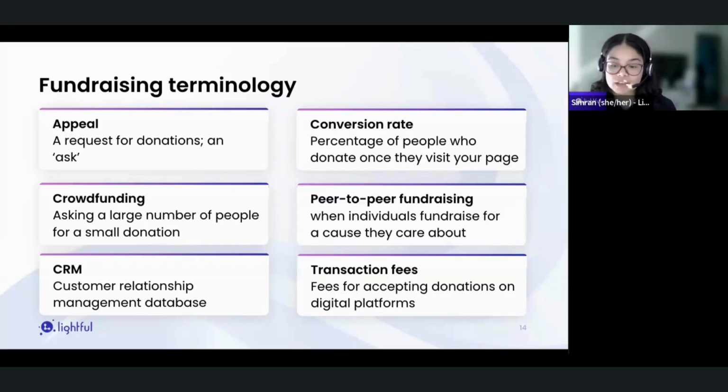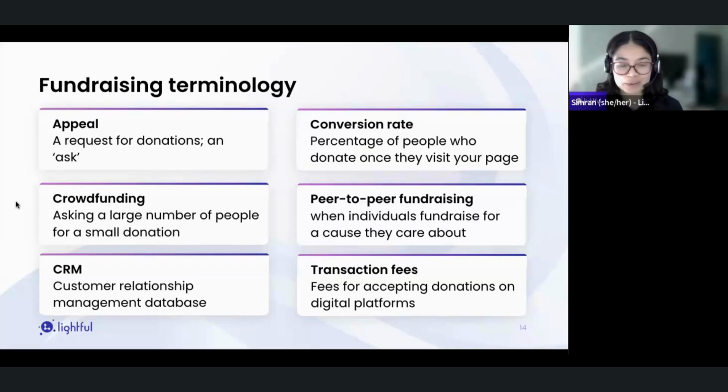And then we have transaction fees. And these are fees that nonprofits sometimes pay when they accept donations on third-party platforms. The good thing is that a lot of these platforms allow your donors to offset those fees. So in your donation page for Just Giving and GoFundMe, there's a tick box that donors can select, and that will allow them to offset the transaction fees. So there's no cost to your organization as the donor covers the fees.